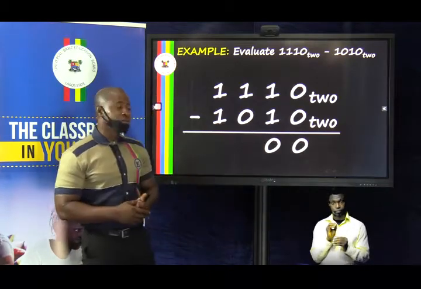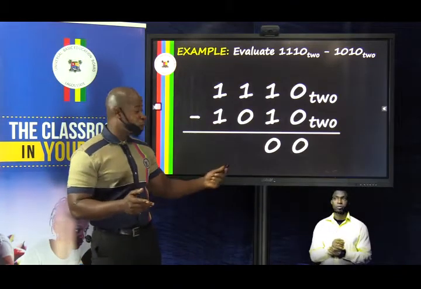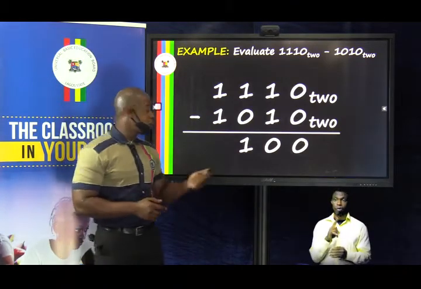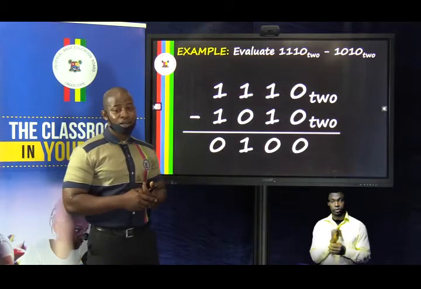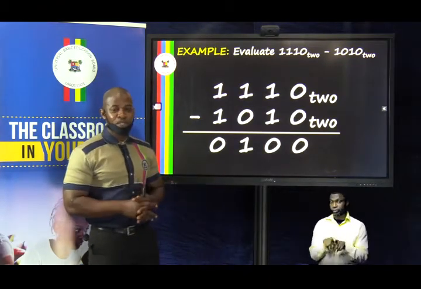Yeah. Now 1 minus 0 is not 0, it's 1. Alright. Now 1 minus 1 is 0. See, this one is simple. No need to borrow anything. It's just as you do it in base 10.